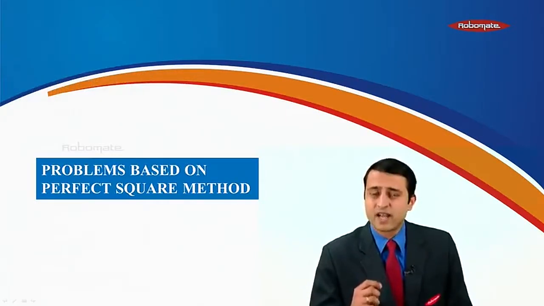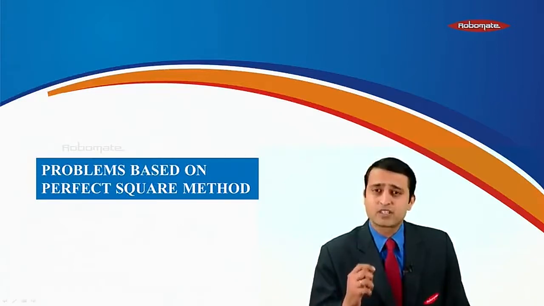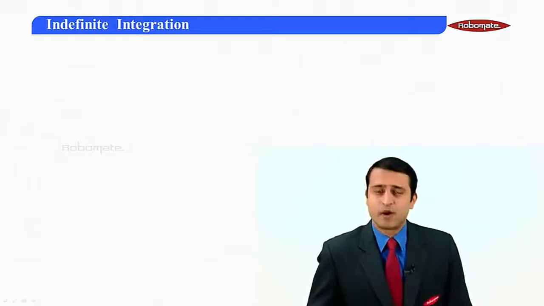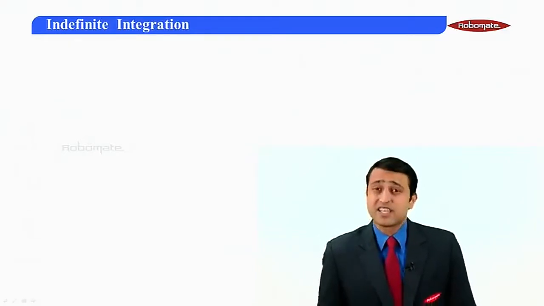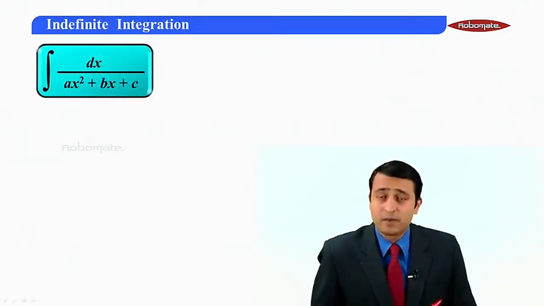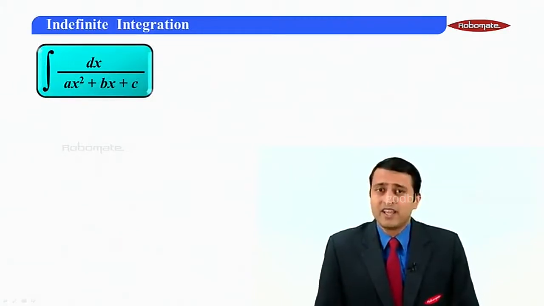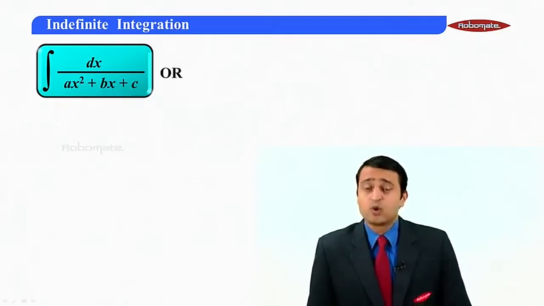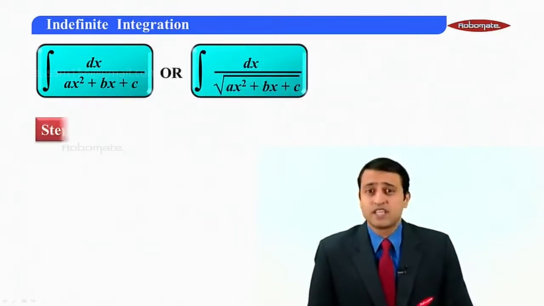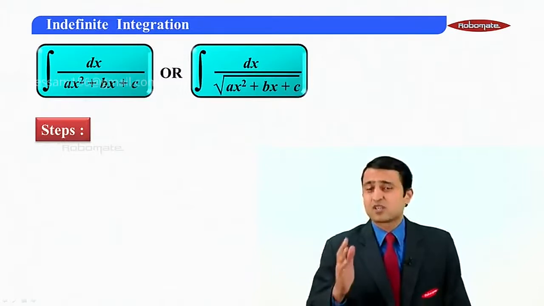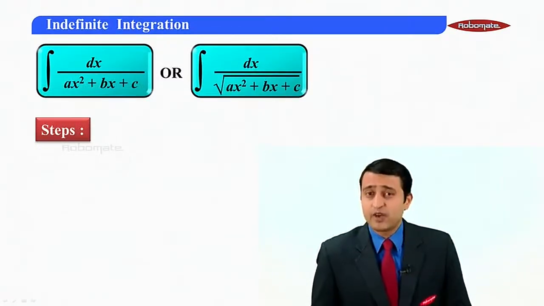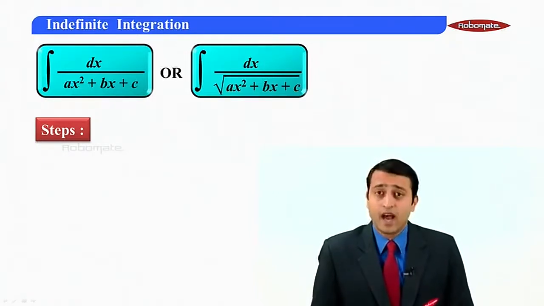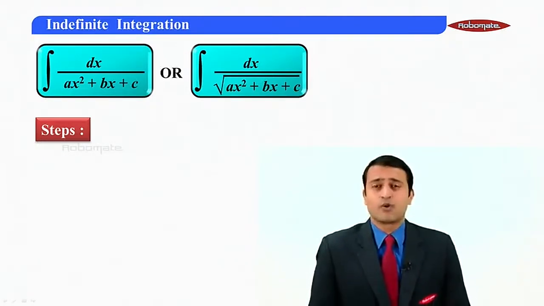First, let us understand integration based on the perfect square method. So let us see what is the general form of this integral. The integrals of this type will be of the form integral 1 upon ax square plus bx plus c dx, or 1 upon root of ax square plus bx plus c dx. This is also called integrals where you have 1 upon quadratic or 1 upon root quadratic. And how do we simplify these integrals, or what are the steps?